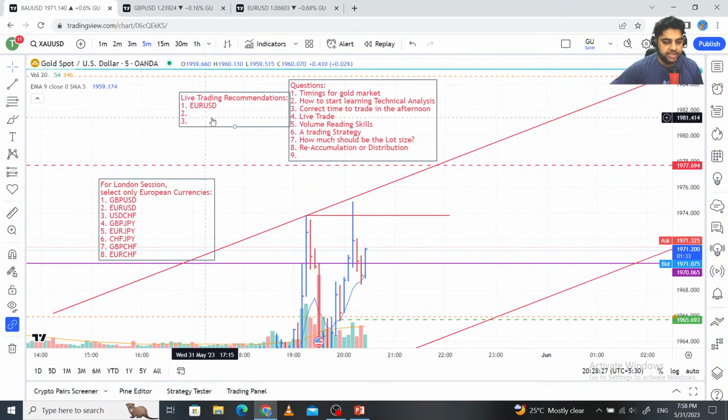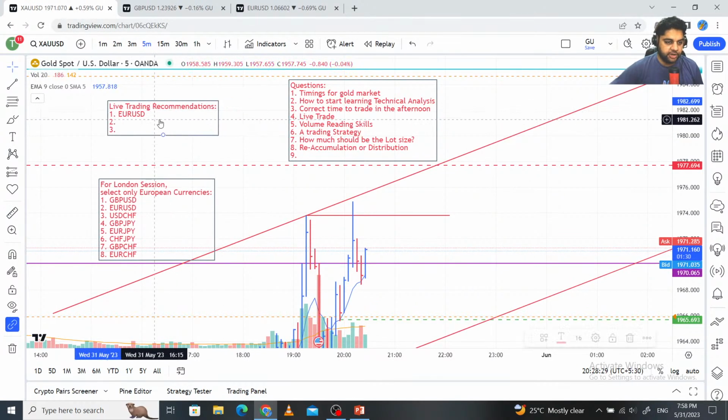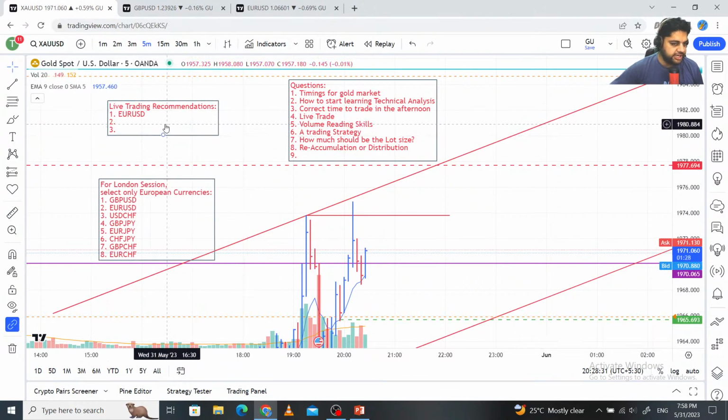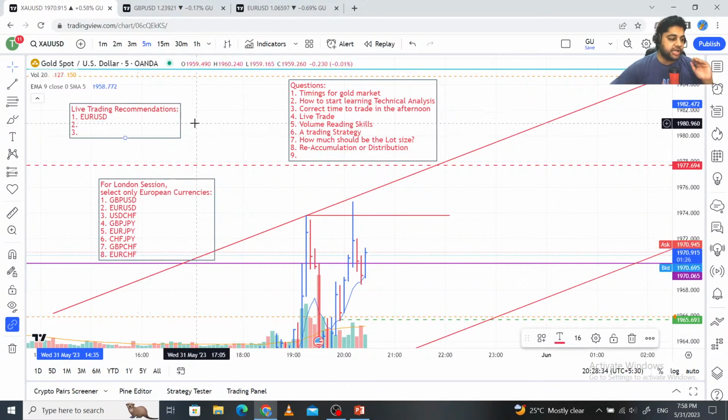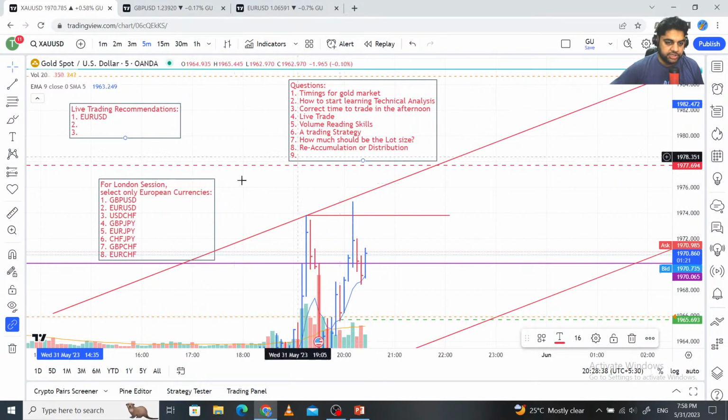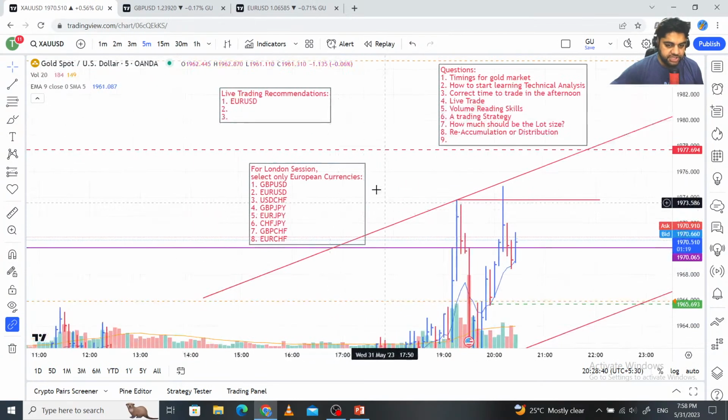So I will of course give you the live trading recommendations at the end, and you can ask me what other live trading recommendations you want other than Euro USD. Okay, so the currencies will be these ones. So these are your currencies.